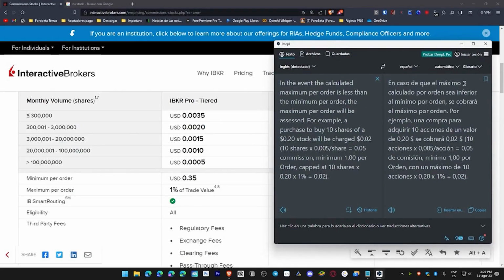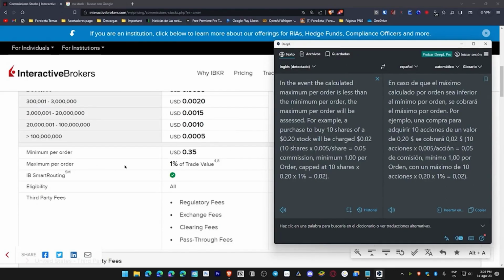It says that the maximum calculated per order would be this one here, 1% of the trade. In other words, doing it in this particular way. If this specific value, the maximum amount allowed per order, is actually less than the established minimum per order, in other words, if 1% of the total investment value ultimately comes out to be less than 0.35, then it clearly states that the maximum per order will be charged. So it would make more sense to charge this one here, which is the 1% of the overall trade value. Here they give us an example.